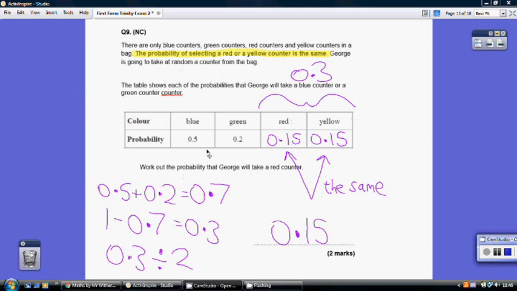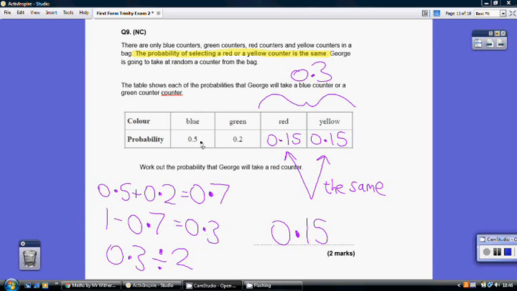So where are we? What do we know? Probabilities always add up to a whole. They always add up to 1. So as a starting point, we know blue plus green plus red plus yellow must equal 1. If we add up the two that we've got already, 0.5 and 0.2 being 0.7, how much must the other two together add up to? Well, that's going to be 1 take away the 0.7, which is 0.3.